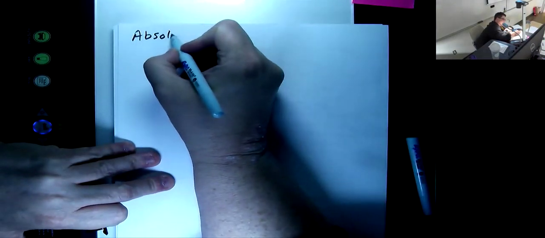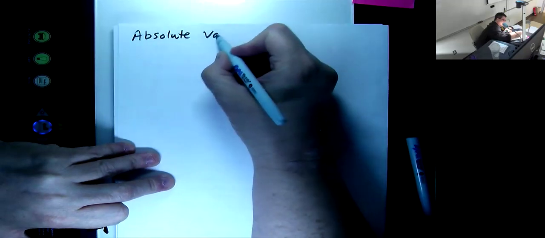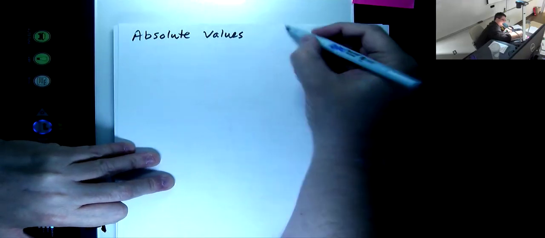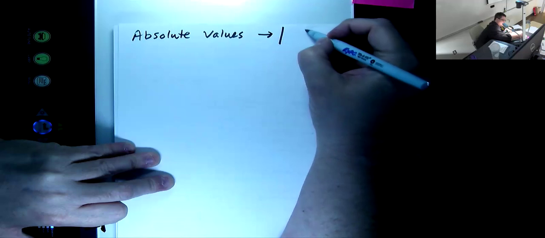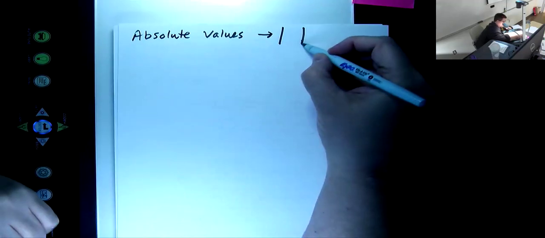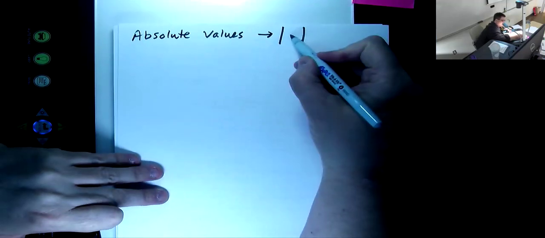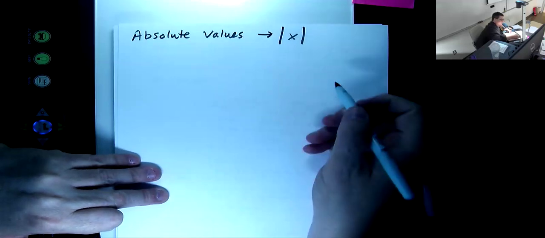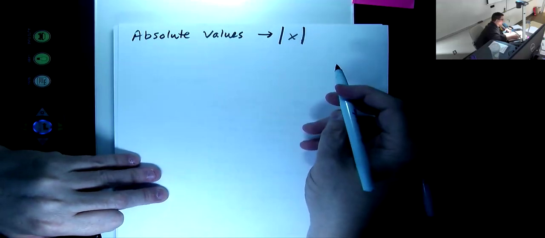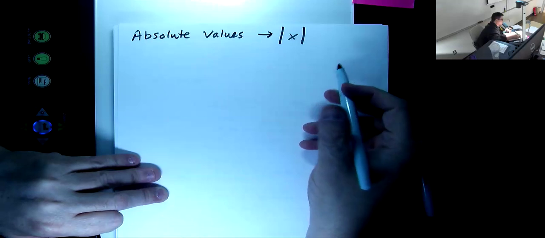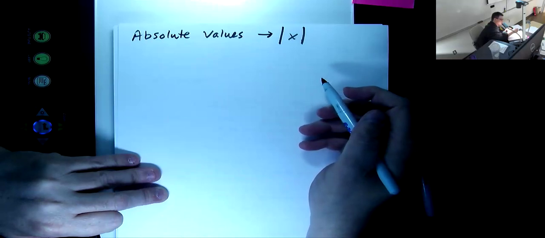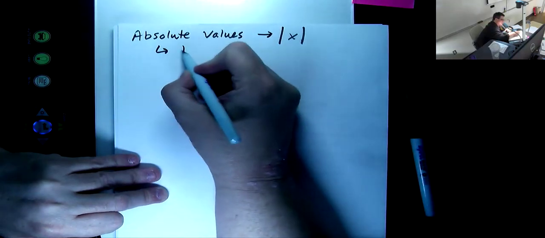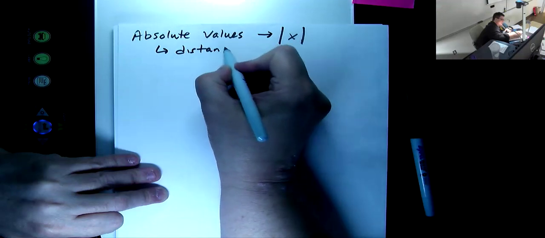So let's talk about absolute values real quick. We represent them with bars, vertical bars, and whatever the number is inside. It represents distance from zero.